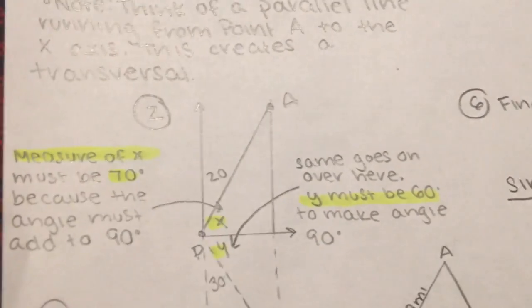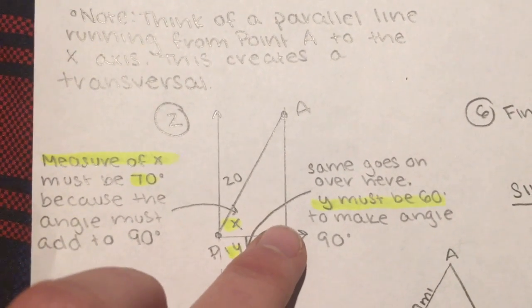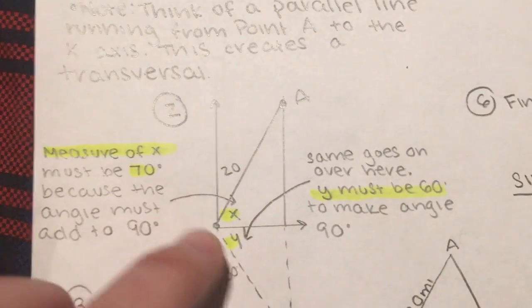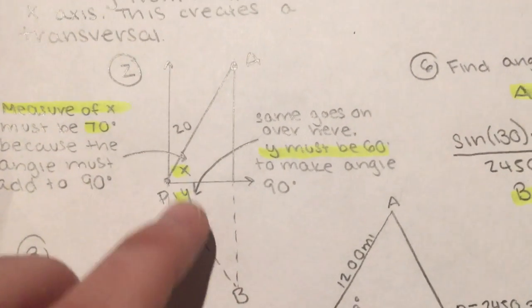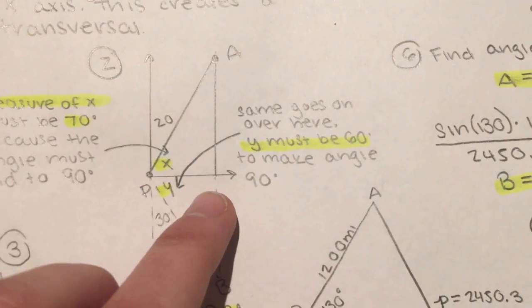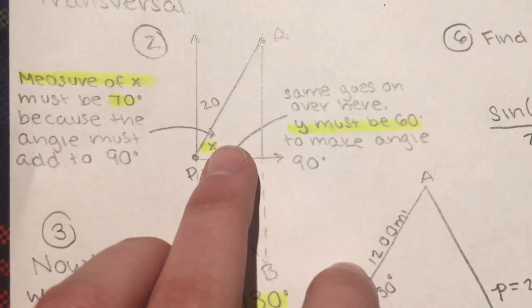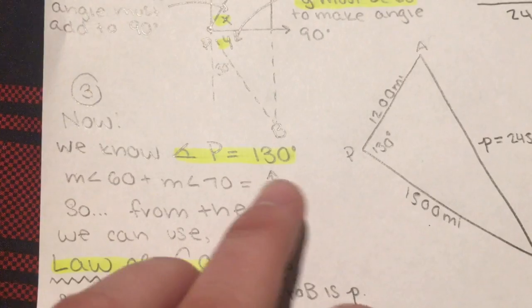So since we know that this is 20 degrees and this is also 20 degrees, and this is a right angle over here, so 90 degrees, 20 plus 90 equals 110, so we know that x has to be 70. And down here we're going to do the same. We know that since this line swings over 30 degrees, y has to be 60 because this is a right angle too. So 90 plus 60 plus 30. Alright, so now that we know that right here is 70 and this is 60, 70 plus 60 is going to equal 130 degrees in total for the P angle.